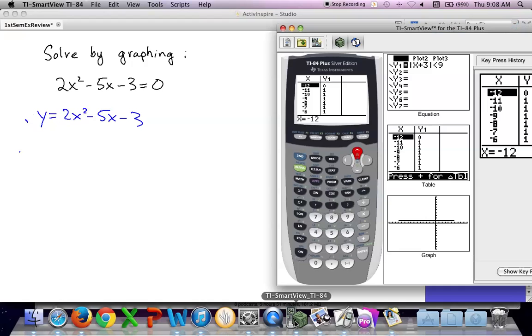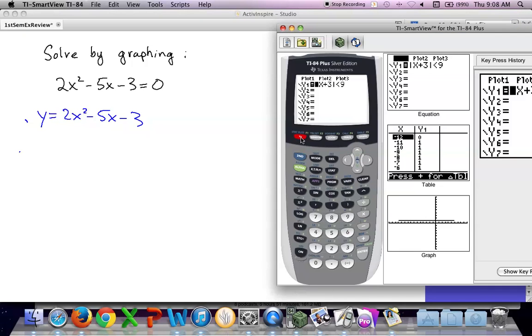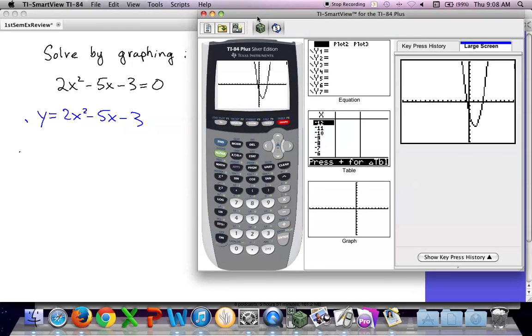So in this case, let's put it in there. 2x squared minus 5x minus 3. And you hit graph. Right, so everywhere across the x-axis, that's an answer. How many answers do you see? 2. You see one of them is here, and one of them is here.